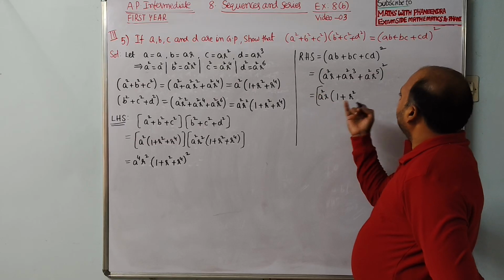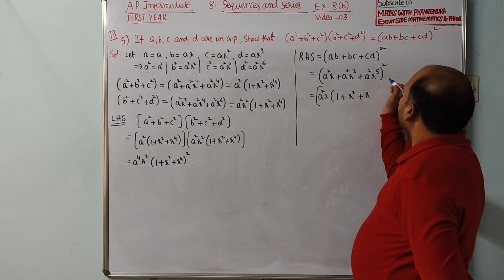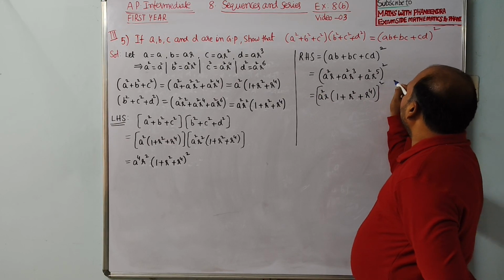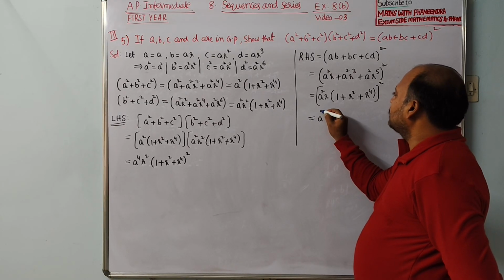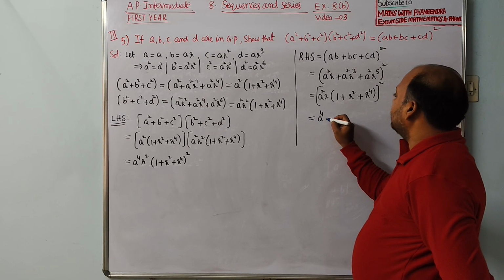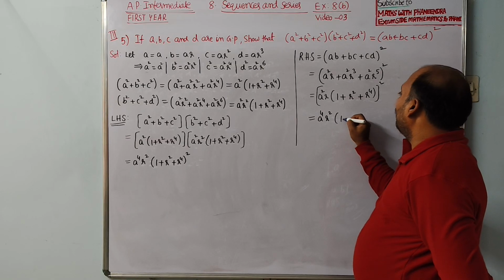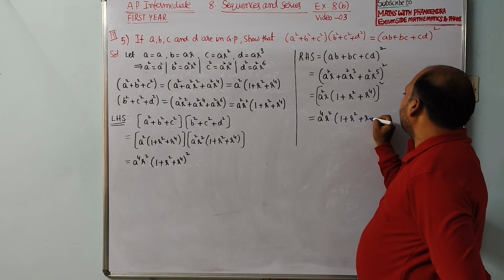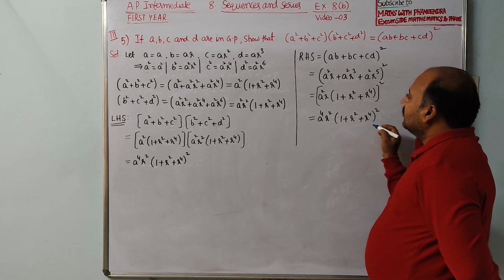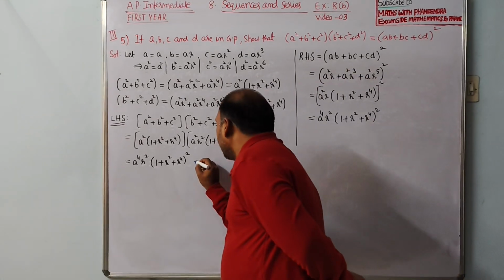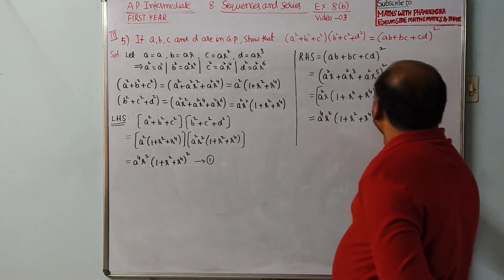Yes, if we take out R square, the rest will be R power 4, whole square. So A square R whole square is A power 4, R whole square, (1 plus R square plus R power 4) whole square. This is the LHS. This is equation number 1. This is equation number 2.